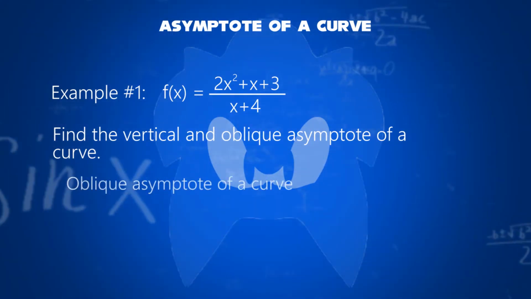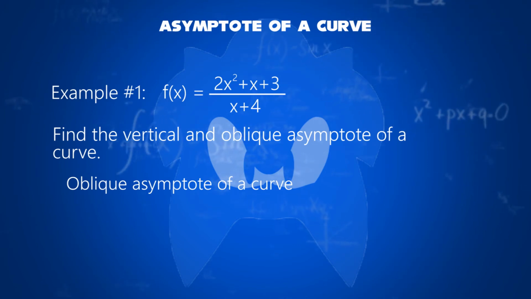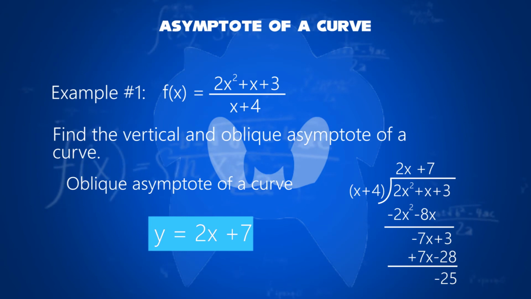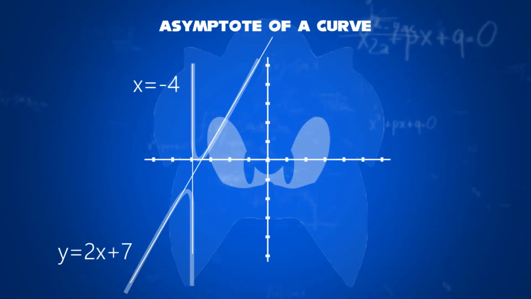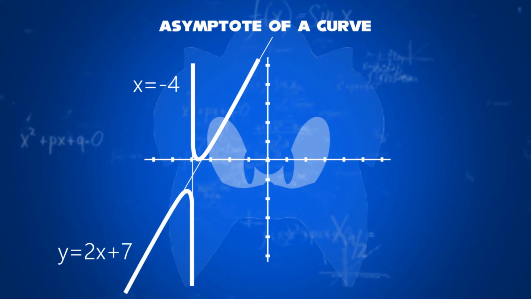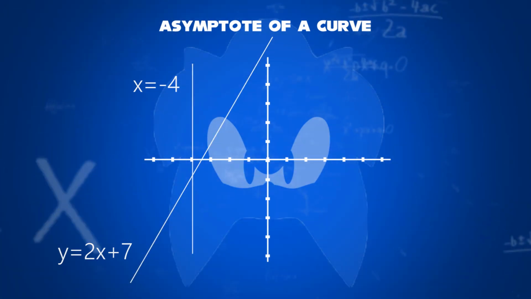To find oblique asymptote, we may have to divide 2x squared plus x plus 3 by x plus 4. This becomes y equals 2x plus 7. We can now plot them in the graph, one containing vertical asymptote and one oblique asymptote. You can notice the tangential curves touch on one of the asymptotes.